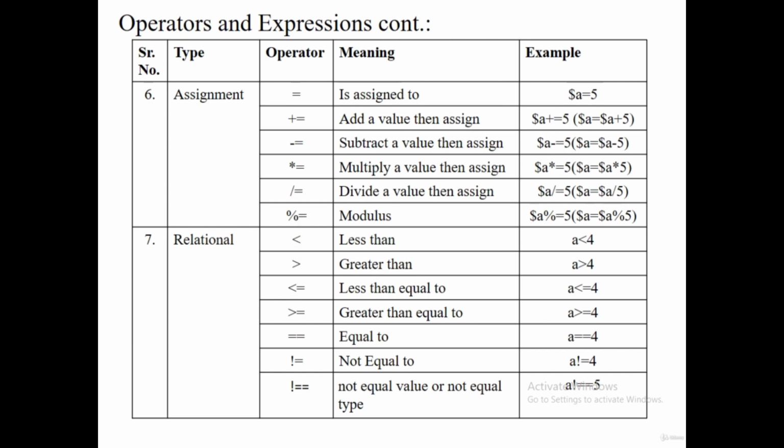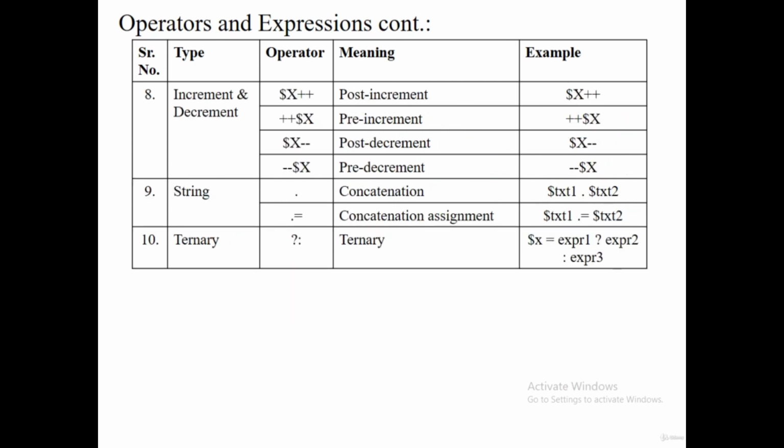Then the relational operators. In the relational operators we use less than, greater than, less than or equal to, greater than or equal to, not equal to. This is the relational operator. Then the increment and decrement operators. I already discussed post-increment and pre-increment, so an example is given on the right-hand side. The same applies to pre-increment and pre-decrement.